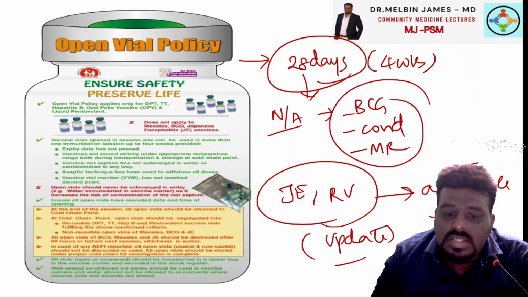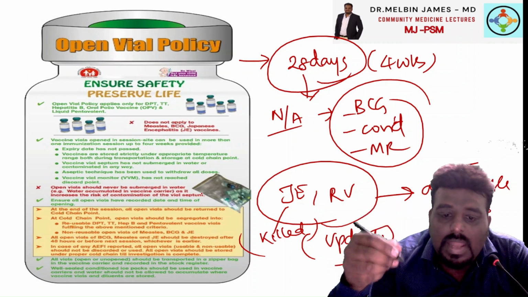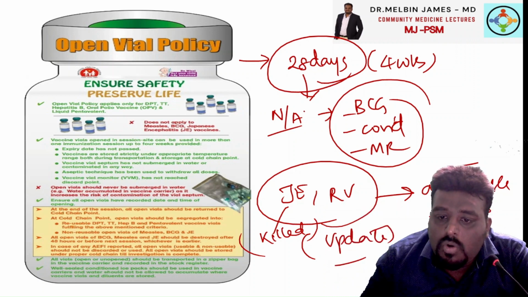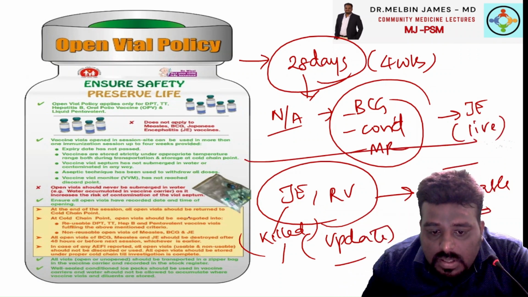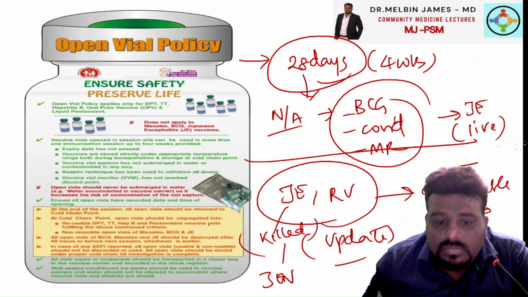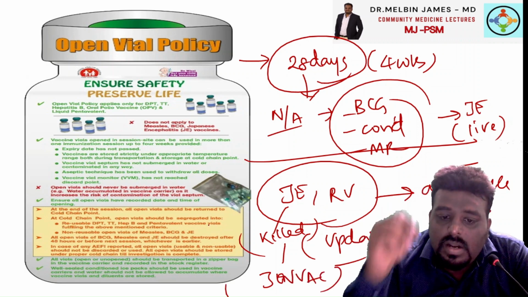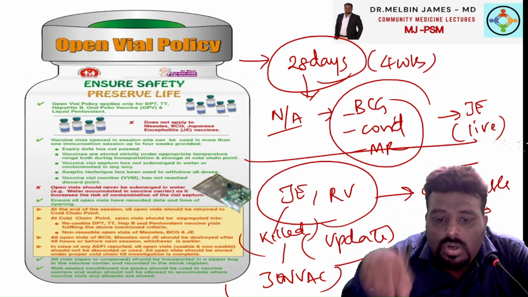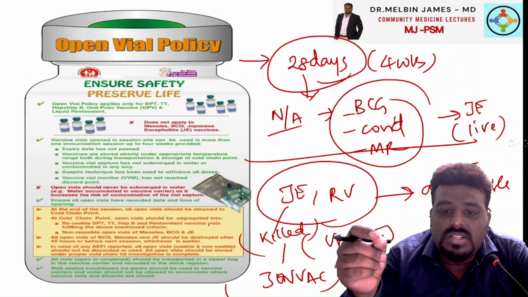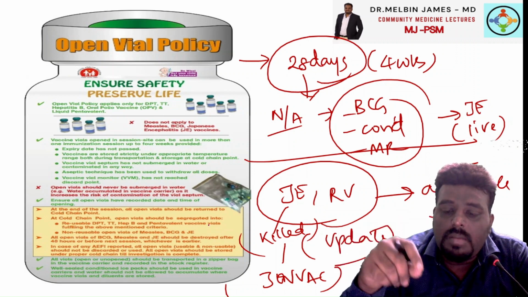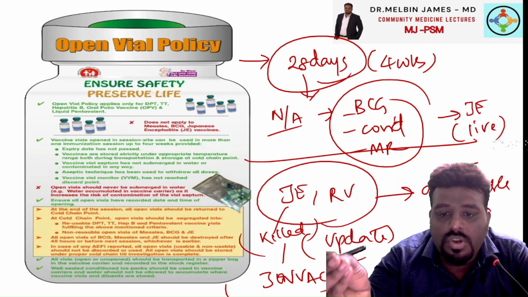For the Japanese encephalitis vaccine, there is now a killed variant, while we earlier used live vaccines. The open vial policy is not applicable to the live Japanese encephalitis vaccine, but in the killed variant, the brand name being Genvac, it is applicable. The Genvac brand is a killed Japanese encephalitis vaccine, and rotavirus now follows the open vial policy. What I mean is, if the vaccine has been opened, it can be used till 28 days. But BCG, COVID, and MR can be used only for a certain duration.